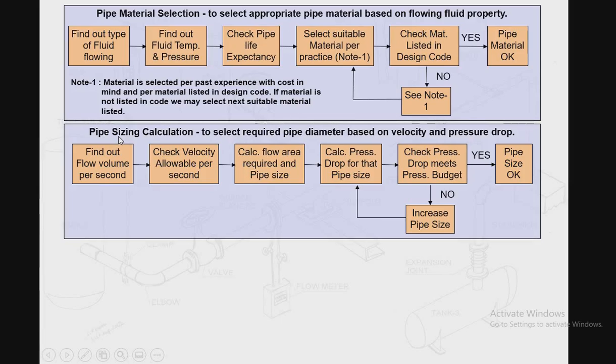Number two, piping calculations according to piping size. First, material selection. Number two, piping size. To select the required pipe diameter based on velocity and pressure drop. According to velocity and pressure drop, find out flow volume per second. Check velocity allowable per second. Calculate flow area required and pipe size. Pressure drop for the pipe size. Check pressure drop meets pressure budget. If yes, pipe size is okay. If no, increase pipe size according to pressure drop.